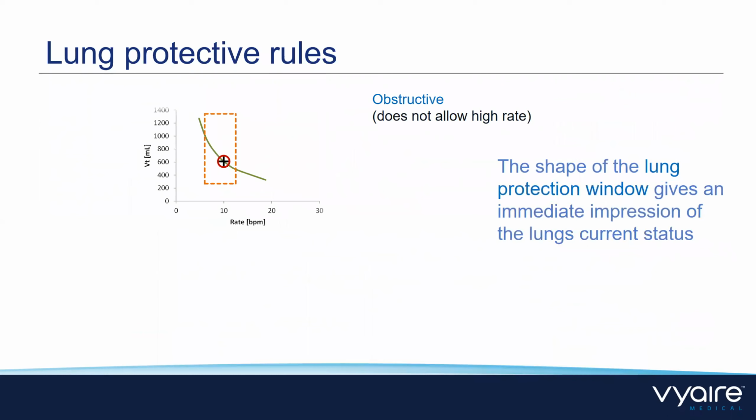For example, if you have an obstructive patient, it's rectangular shaped, and you also see that the maximum respiratory rate in this case would only be, I would say, 12 to 13 breaths per minute. That means the expiratory time constant is very long, and so AVM wouldn't allow to ventilate this patient beyond that border, because then it would build up autopeep. That means these patients are struggling with their airway resistance. And so AVM is giving the user an indication of the maximum respiratory rate.